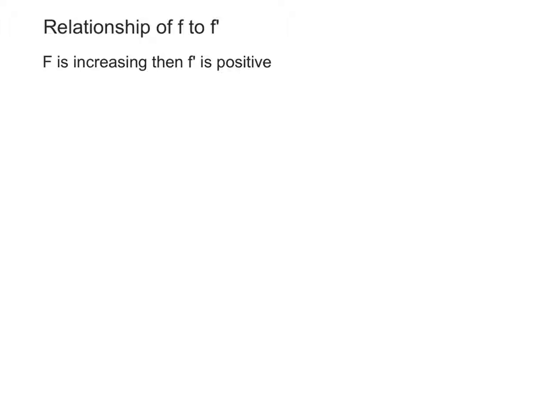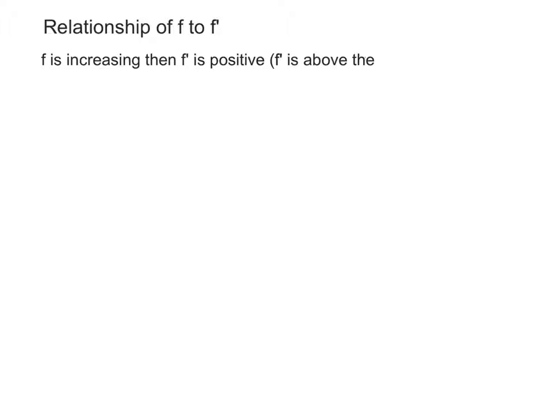then f prime has got to be positive. Critical. Extremely important. And what do we mean by f prime is positive? All we are saying is that f prime has to lie above the x-axis. From x equals 2 to x equals 6.